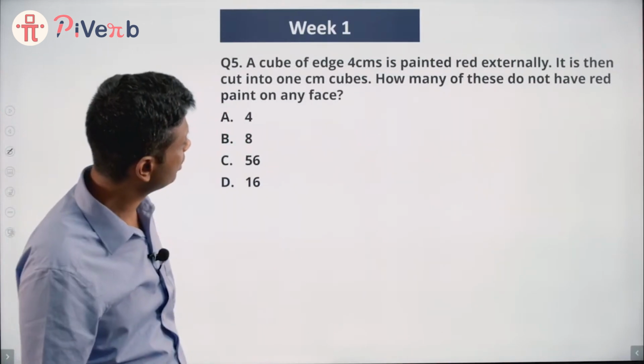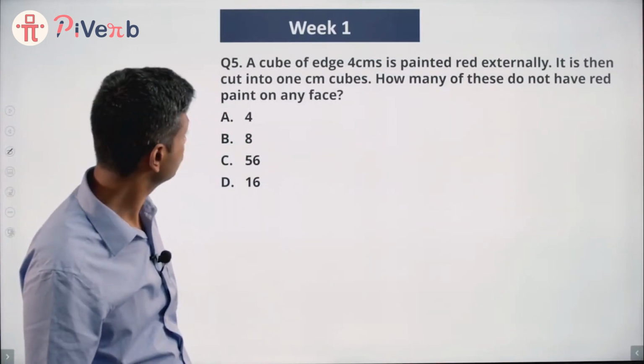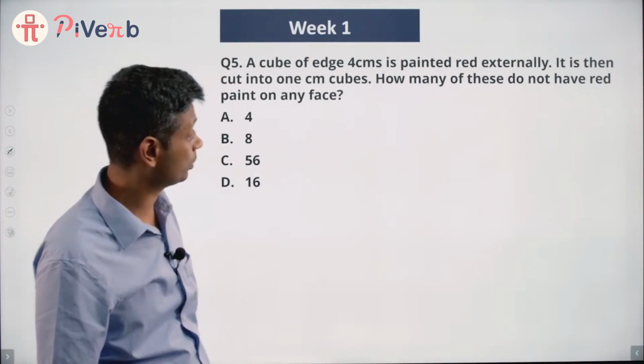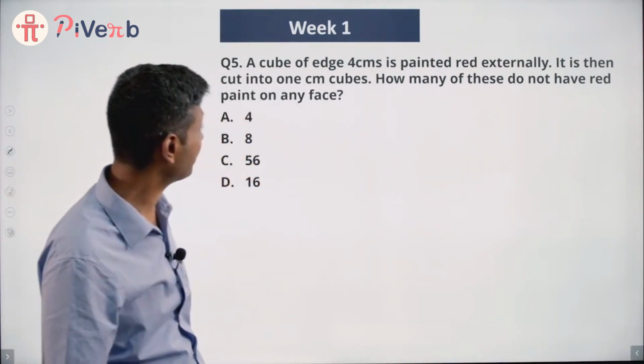A cube of edge 4 centimeters is painted red externally. It is then cut into 1 centimeter cubes. How many of these do not have red paint on any face?